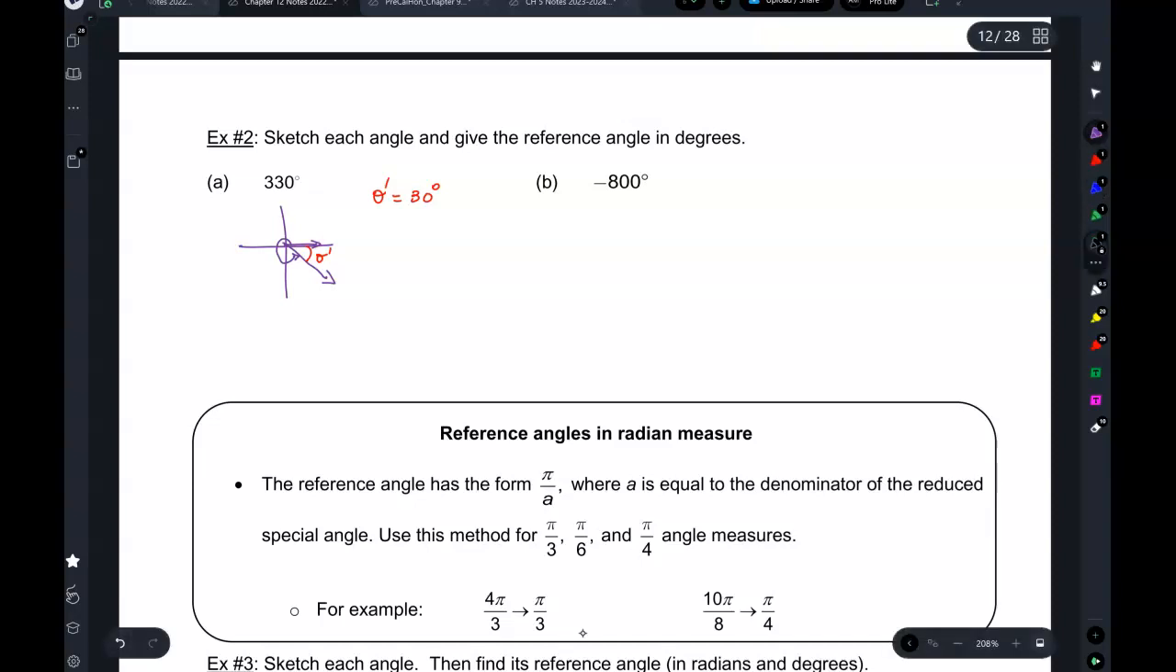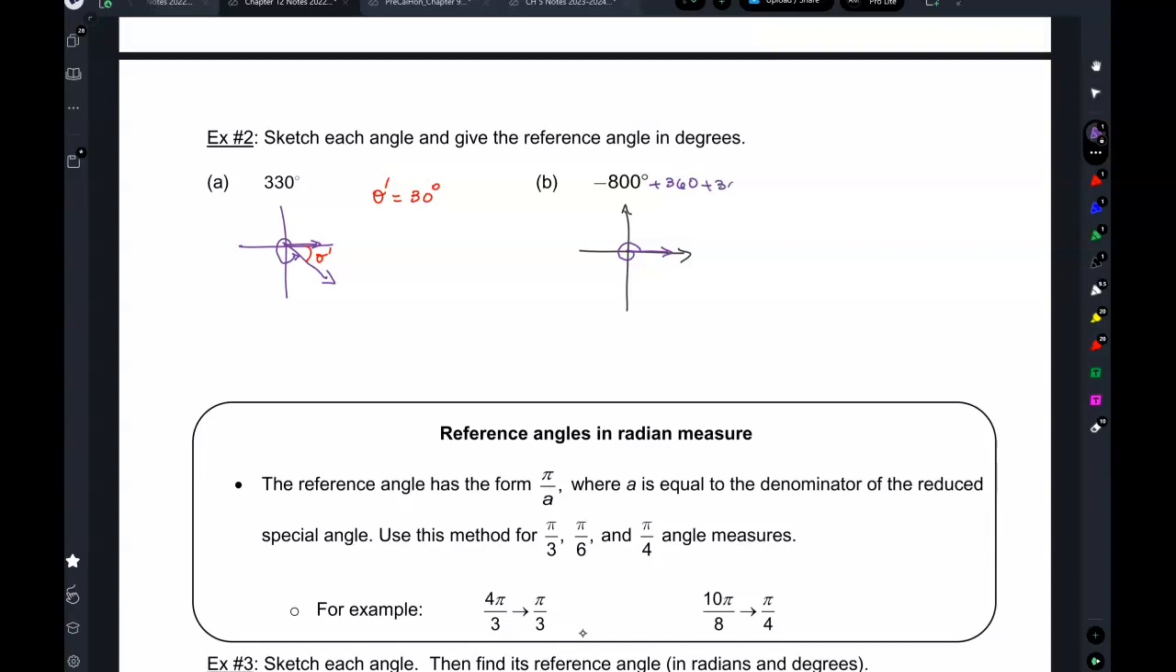Okay, now let's do negative 800 degrees. Here we go. Initial side. Okay, negative 360, right? If I add 360, is it enough? No, I add 360 again. So one more time, and then how much more do I still have to go? 80.